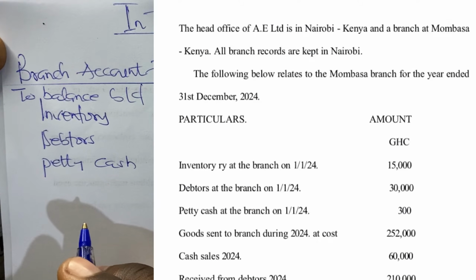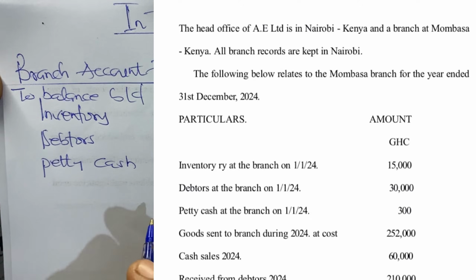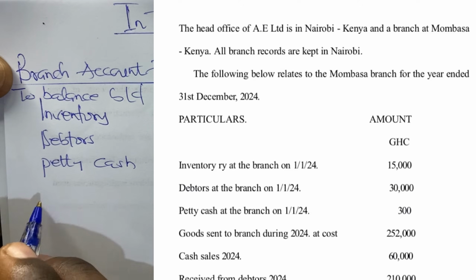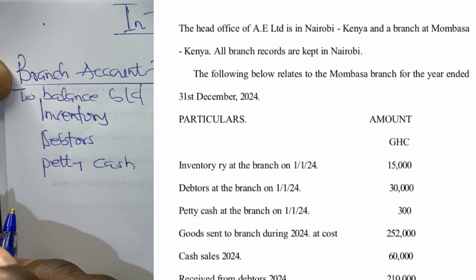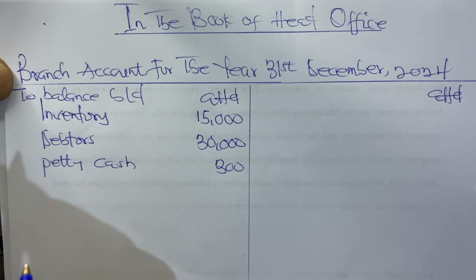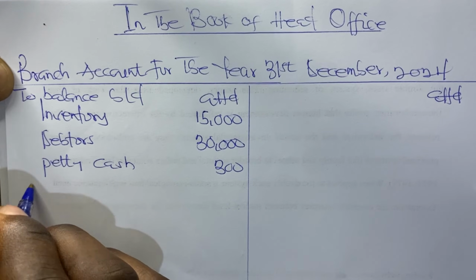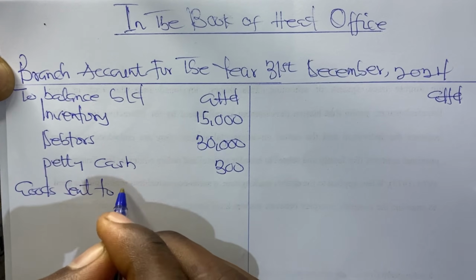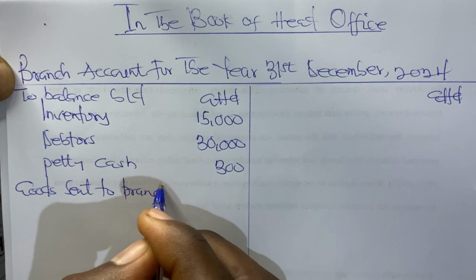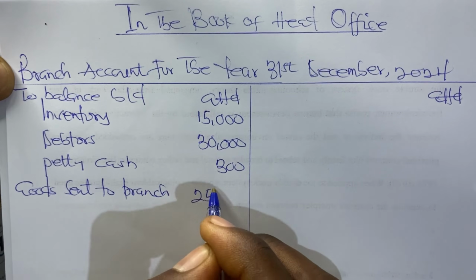Now, the next item to talk about is goods sent to branch. Whenever goods are sent from head office to branch, it means the branch is receiving. So we debit branch account in the name of goods sent to branch. The double entry is that we credit goods sent to branch account and debit branch account. So we come and debit branch account in the name of goods sent to branch, and the cost is 252,000.